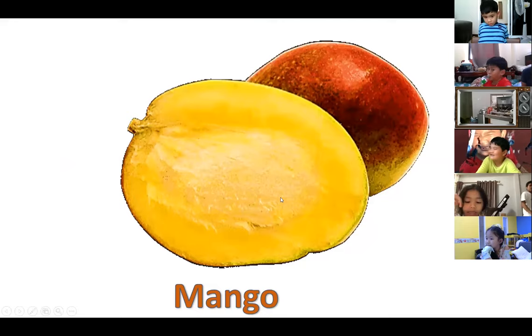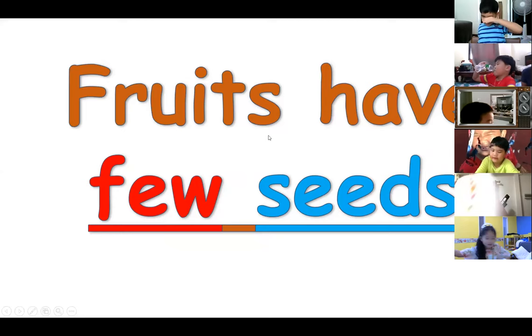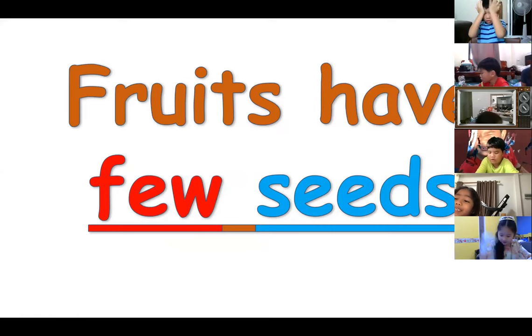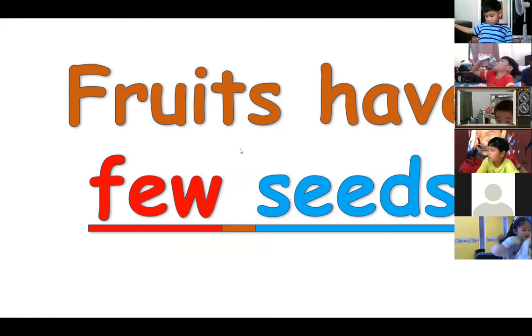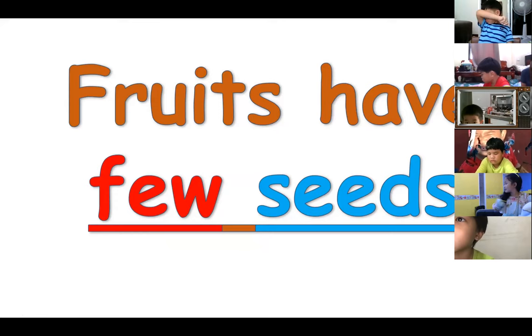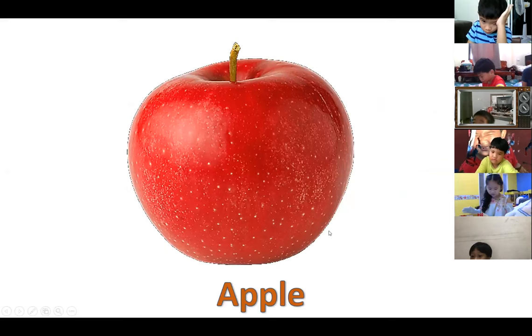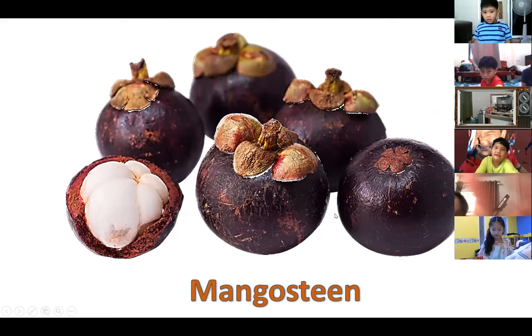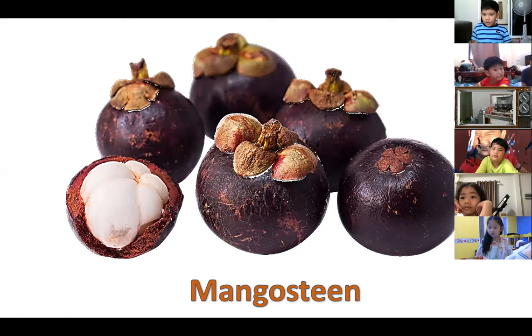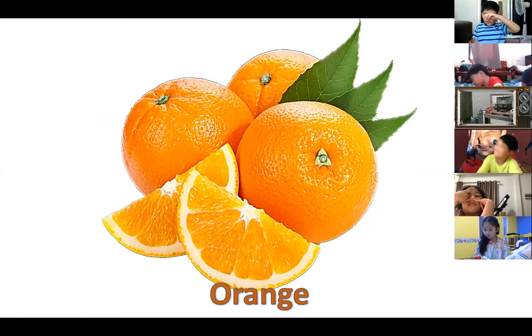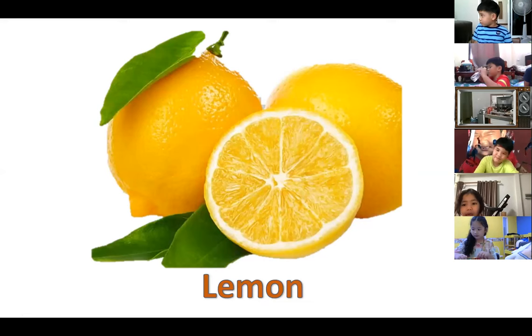How about fruits that have few seeds? What is the difference between few and many? Few, like, you can count by your fingers. But if you say many, maybe you can still count, but you will spend lots of time. Fruits that have few seeds: we have apple. Apple has only few seeds. I think 5 or 4 seeds like that. And mangosteen has only 4 or 5 seeds. So you can see that this kind of fruits has only few seeds. And oranges have only few seeds too. And lemon has only few seeds.